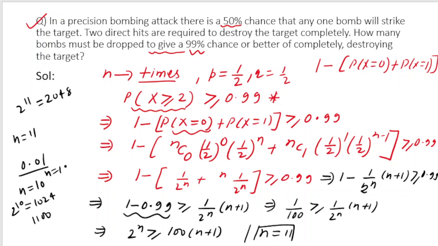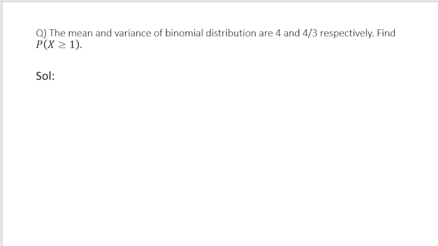So if you are hitting the target with 50% precision, and you want to be 99% sure that you have killed the enemy, you have to hit the target at least 11 times, okay? This was an important question, so let's move ahead. This is just based on formula.